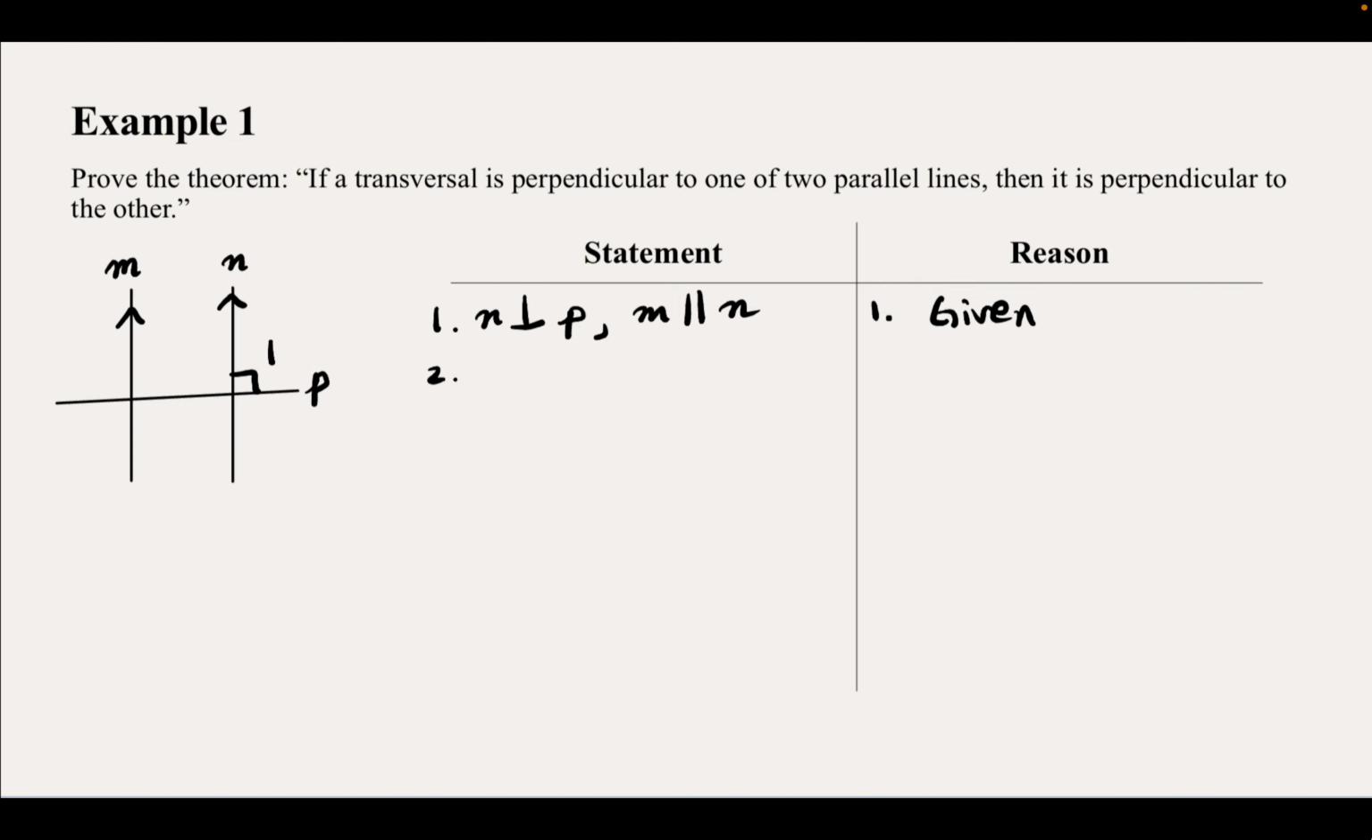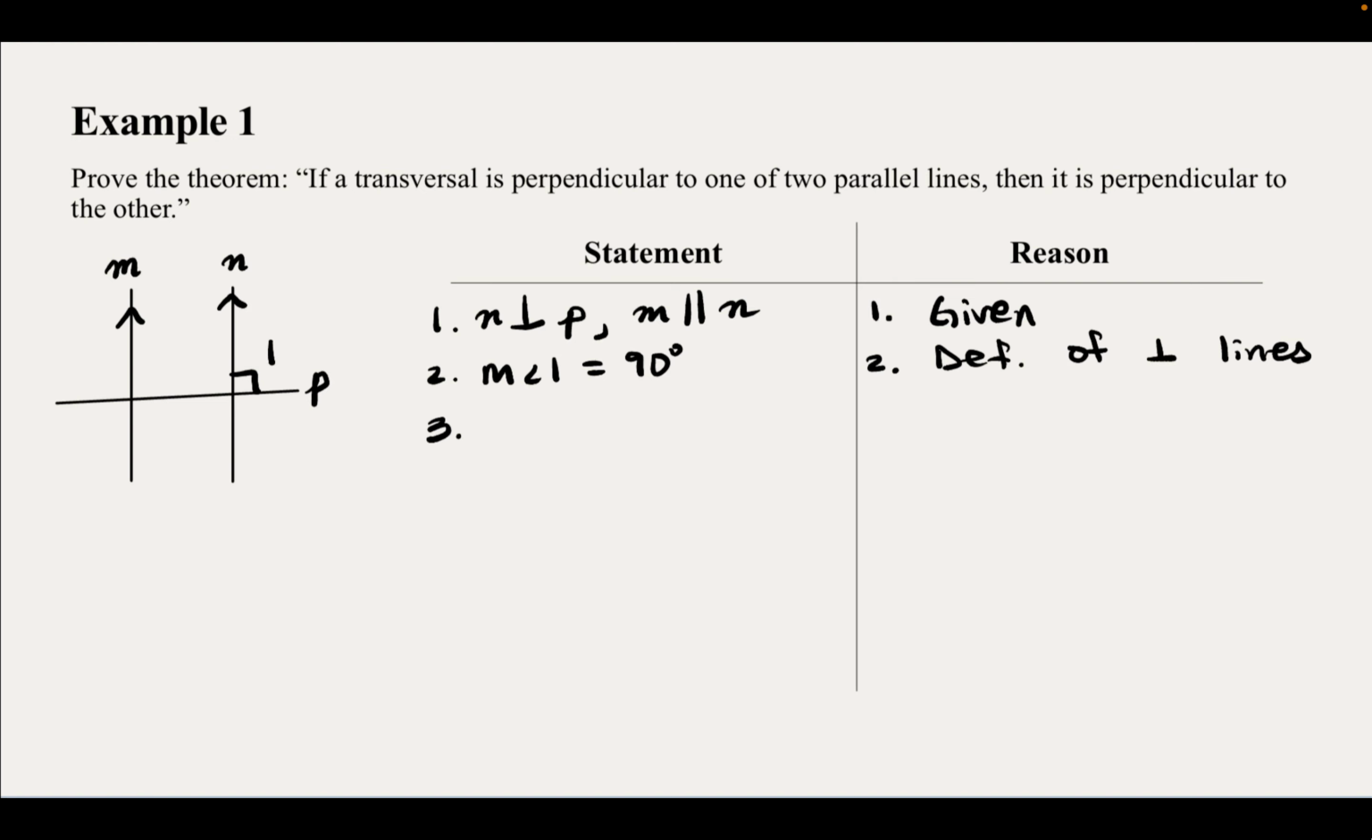If N is perpendicular to P, what does that tell us? That tells us that the measure of angle 1 is 90 degrees, because that's the definition of perpendicular lines. So definition of perpendicular lines. That's something that I got from that first statement that the lines are perpendicular.